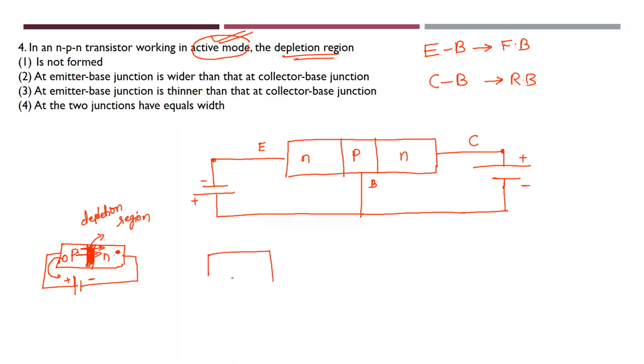If you see in reverse bias, what will happen? Suppose a small depletion region is formed. Reverse bias means the positive terminal should be connected to the N side and the negative terminal to the P side. The P region has holes. These positive holes will try to go towards the negative terminal, because positive and negative attract. Here electrons are there. These electrons will try to go towards the positive terminal, due to which the depletion region increases.